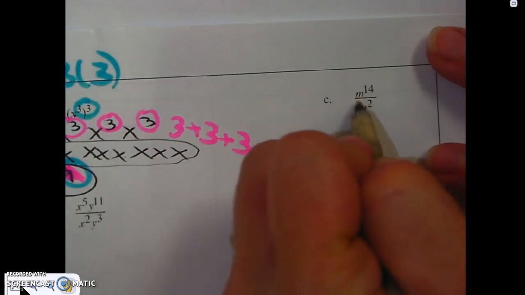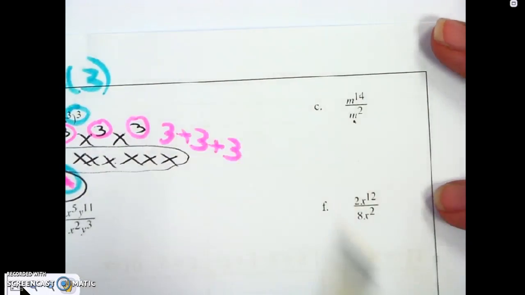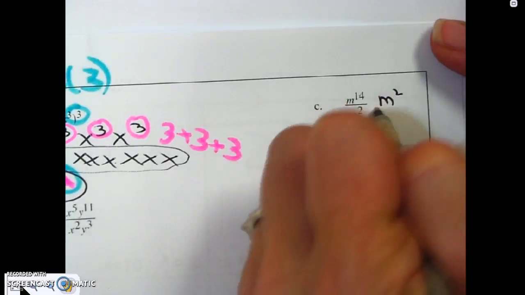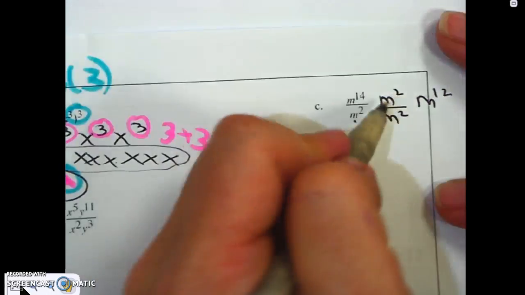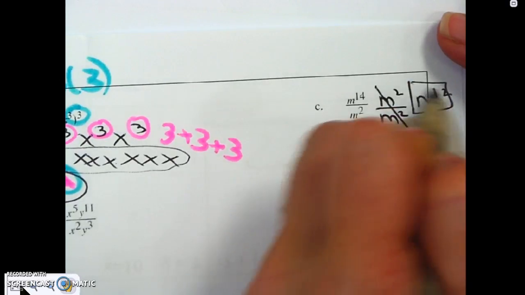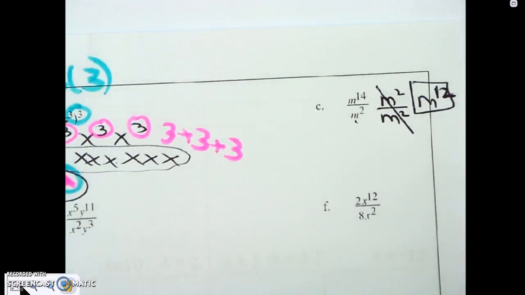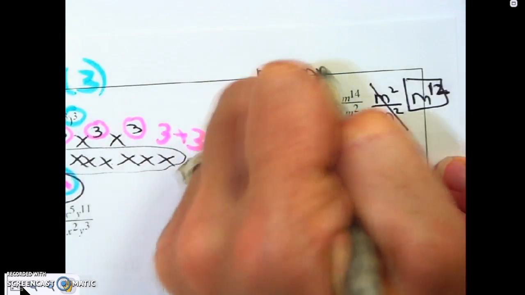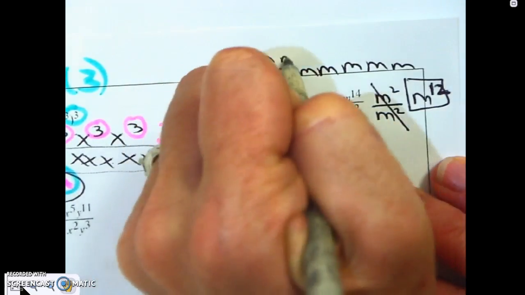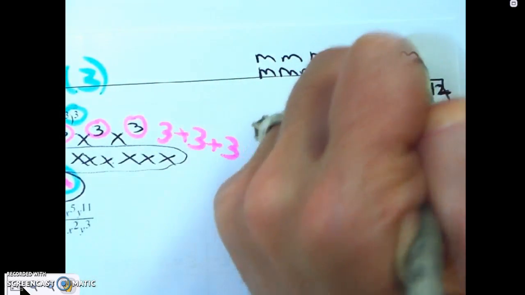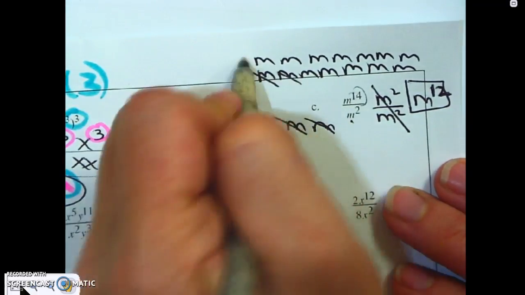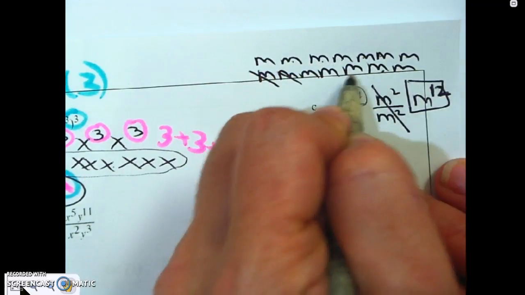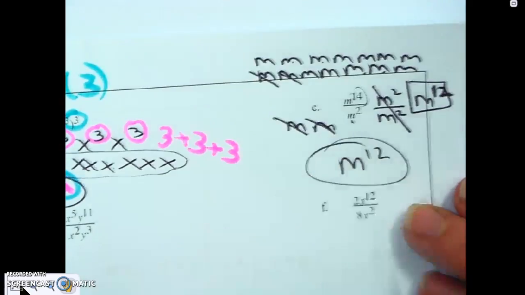Okay. Try the next one. Expand it out. I always focus on the smaller one because writing 14 m's, I don't think so. If I rewrite this as m squared over m squared, then that would be m to the 12th. M squared is gone. Boom. It's m to the 12th. Another thing I can do is list them: 14 m's, then take the 2, and I'm left with 12.